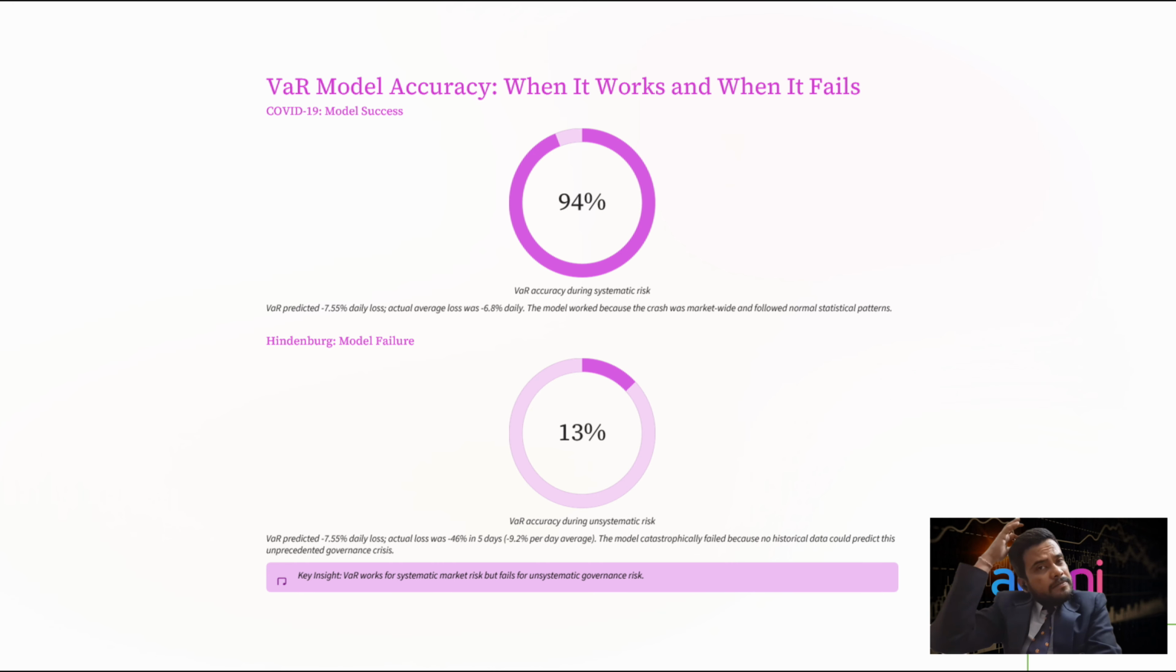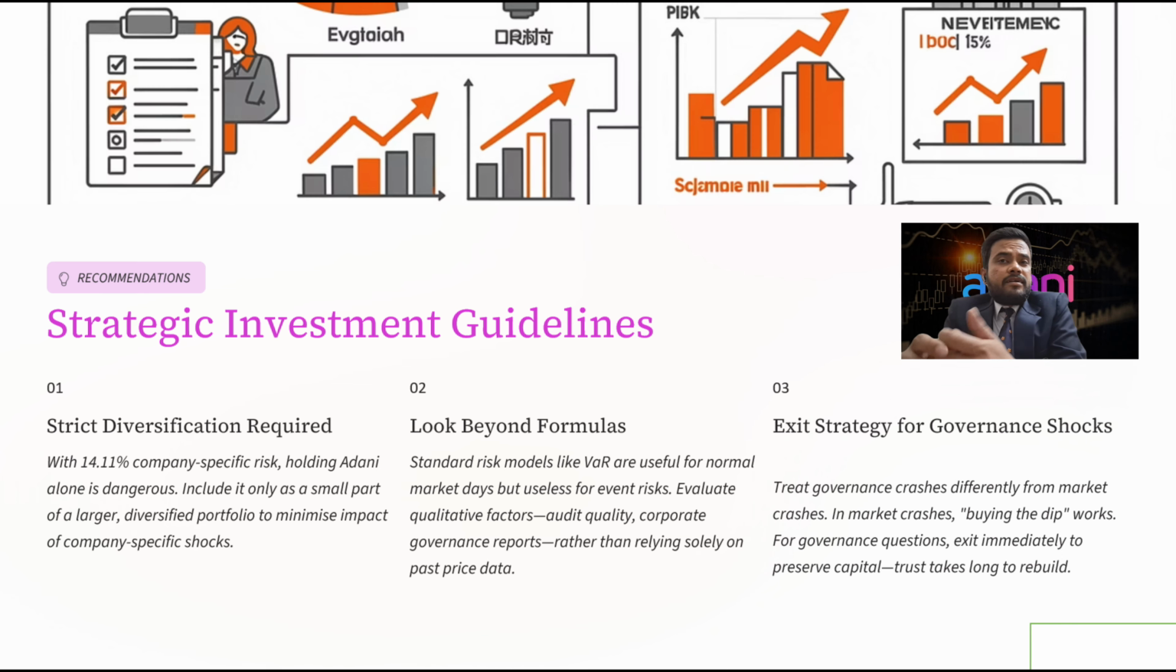Now, during the Hindenburg crisis in 2023, the shock was company specific. It raised concerns related to trust and governance. The recovery was only partial and the final return turned negative at minus 28.79%. So, even though the crash size was similar, the outcomes were very different. This shows that systematic risk recovers faster than company specific risk.